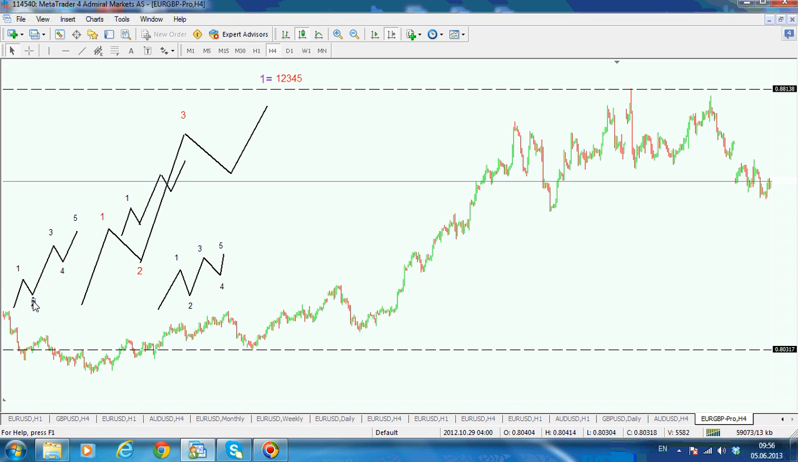1, 2, 3, 4, 5, and it should be an impulsive move on its own, okay? But just of a smaller degree. Then moving forward, the third wave must be longer than the first wave in distance by price. What it means is that in an impulsive move, the third wave should be higher than the first wave.